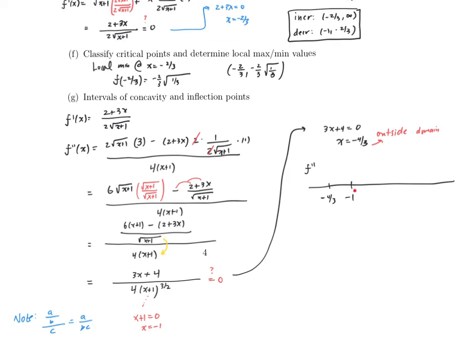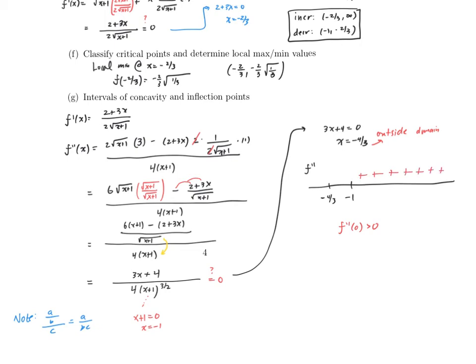So the only interval we're interested in is the domain of the function. And if we pick the easiest possible input, like say 0, you can easily compute or just observe that f double prime of 0 is positive.